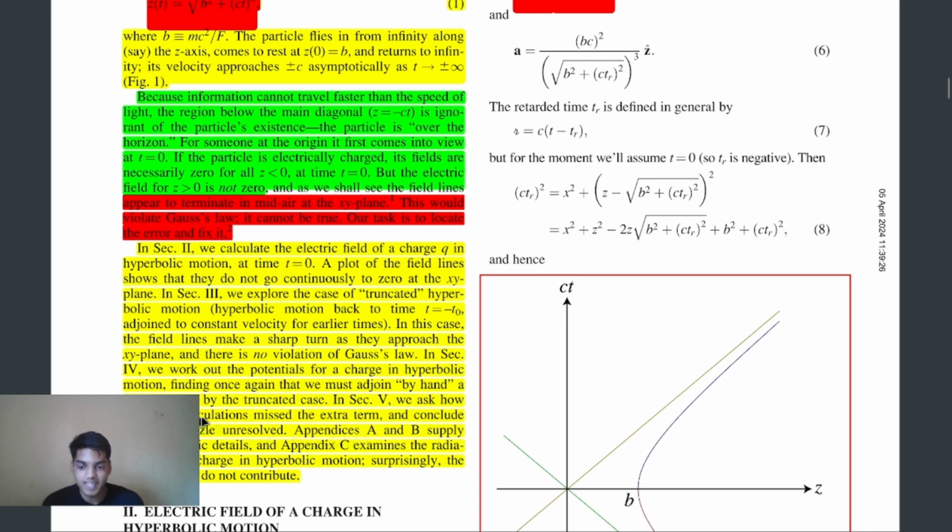In the last section, I would be telling how the naive calculation mixes in extra terms, which leaves the puzzle unresolved. The article wouldn't conclude anything, but there are appendices A, B, and C, which talk about some algebraic details and extras. We would also be taking into account a book by Zangwill, which talks more about retarded potential.